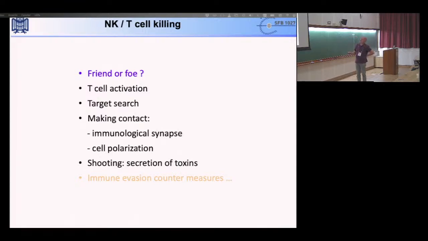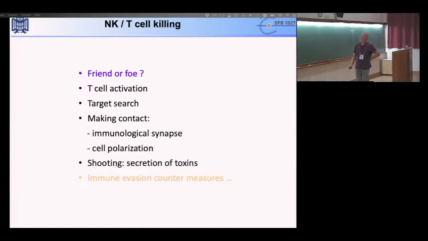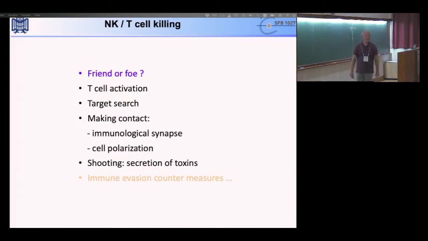Then when they are activated, they have to search for their target. When they make contact with the target and recognize it, involving the friend or foe mechanism, they have to build an immunological synapse. The cell has to become polarized, as we will see, and then the shooting has to take place. That is the secretion of toxin. And then there are immune evasion countermeasures.